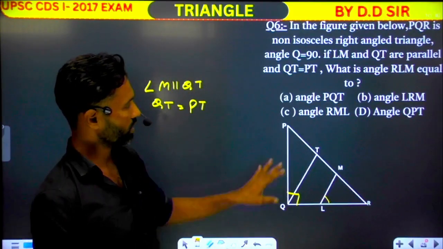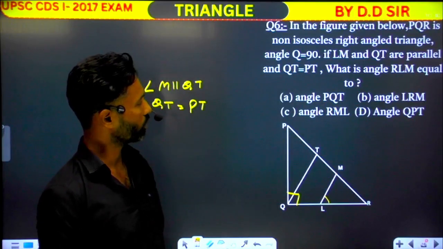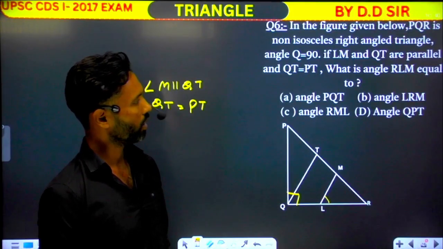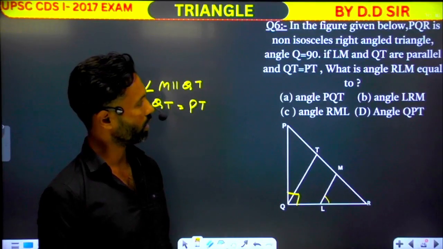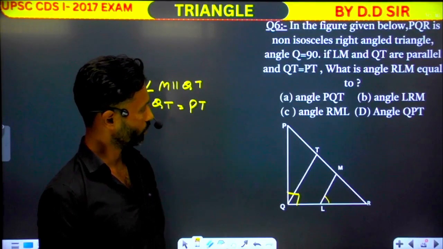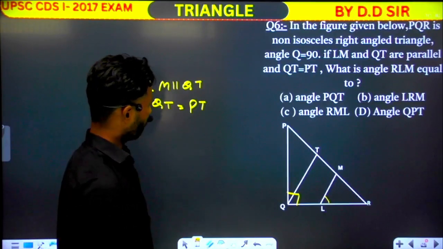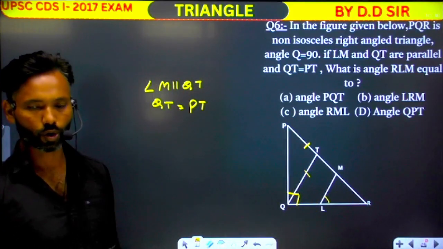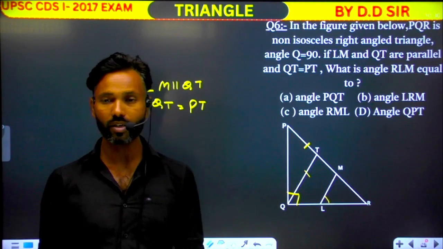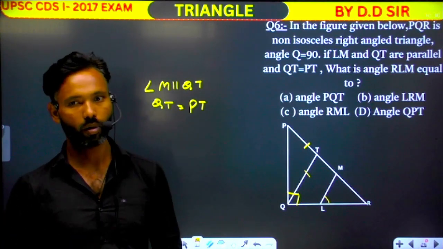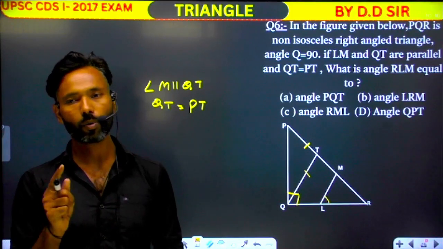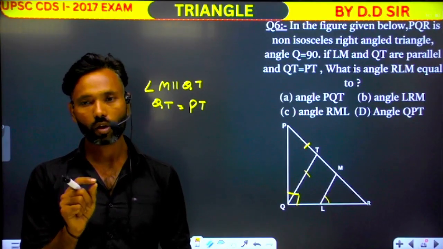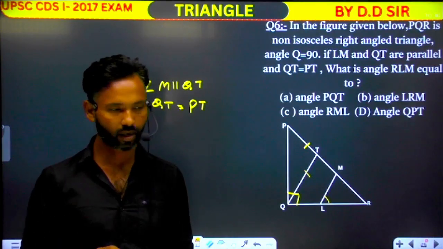So these are our options in this question, and we have to calculate the value of angle RLM. Let's simplify the question. It is mentioned that PT is equal to QT. We have discussed a property in previous questions: if any two sides of a triangle are equal, then their opposite angles will be equal. Understand that?